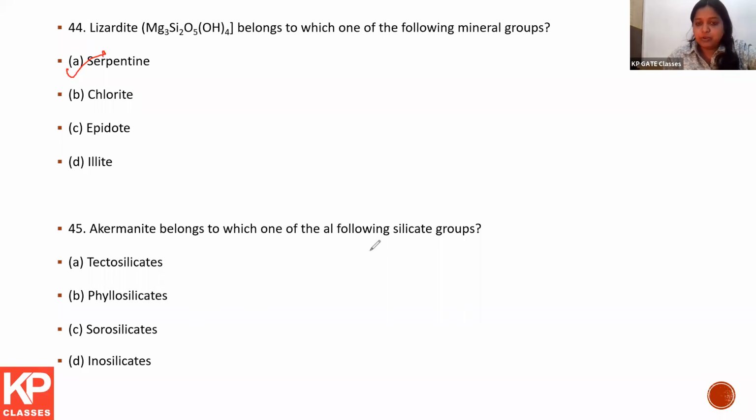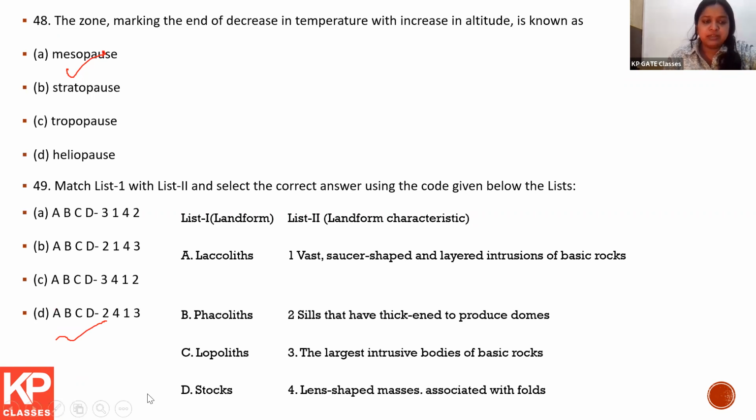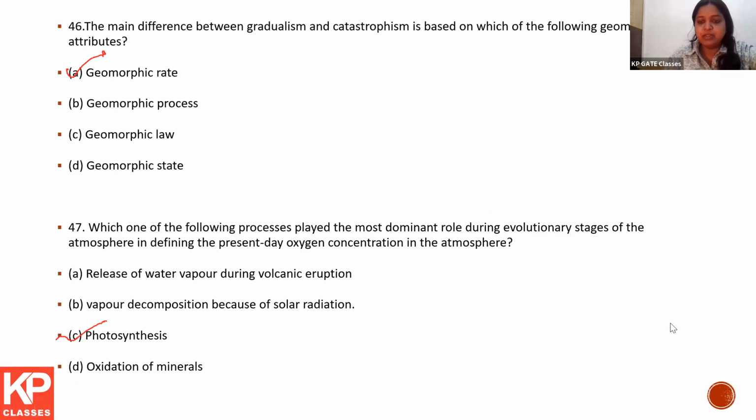Chromite belongs to which one of the following silicate groups? It is a sorosilicate. These are actually mineralogy questions. You should know much detail about each mineral group and all the minerals present in the mineral group. That's mandatory. Okay, let's go for the next set of questions.